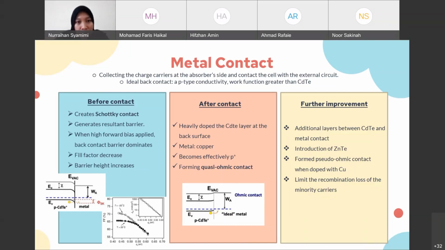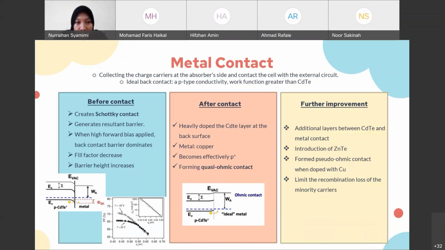Most of the lower work function metals create a Schottky junction at the cadmium telluride metal interface. This generates a potential barrier. Owing to the resultant barrier, when a high forward bias is applied, the back contact dominates and the current through the solar cell becomes limited, resulting in the flattened IV curve. This can result in lowering of fill factor with increased barrier height, as shown in the graph.